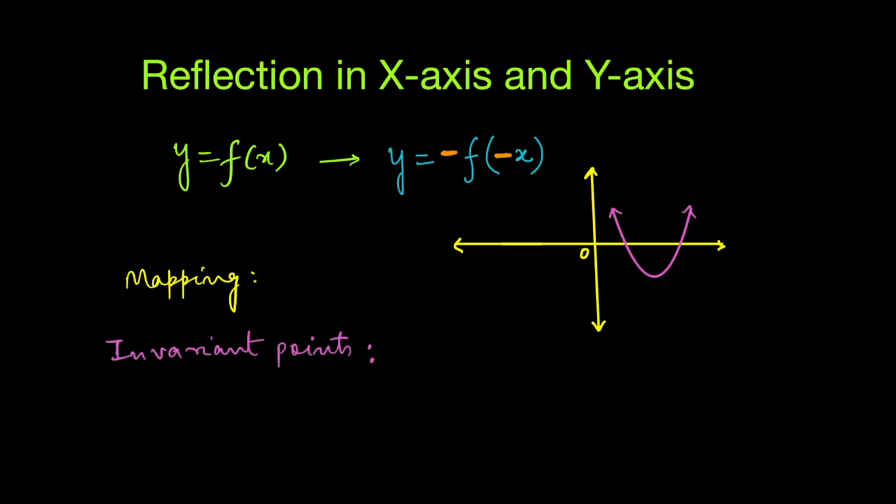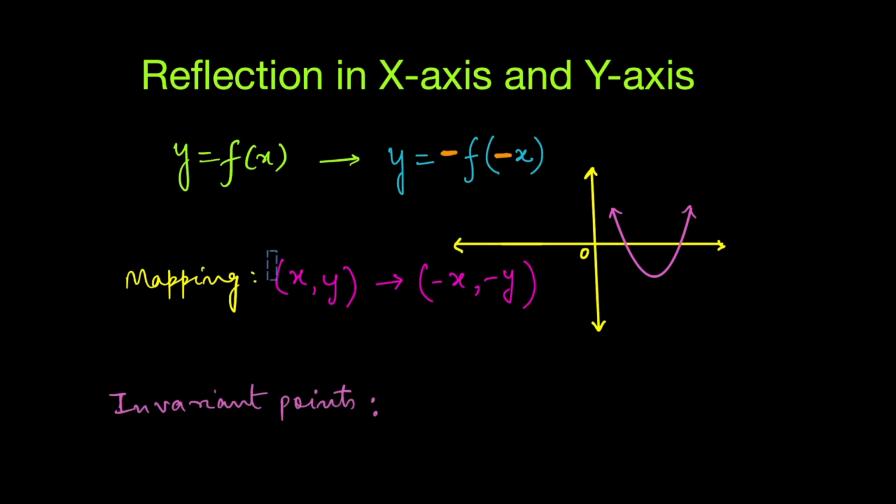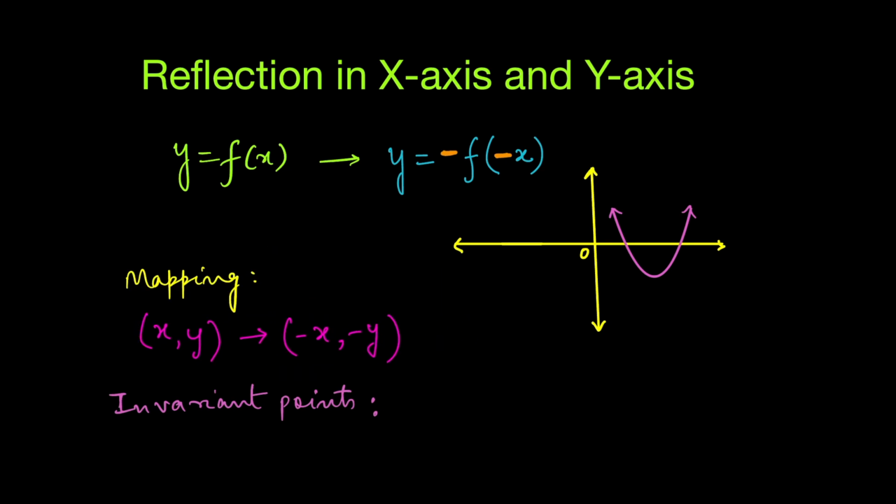And mapping. So how does the mapping change here? So (x, y) will change to, both x and y coordinates will change the sign. And the invariant point. In this case, the invariant point will always be the origin if the graph is passing through the origin. So here we can see that the graph is not passing through the origin, so that means there will be no invariant points, so we write here none.